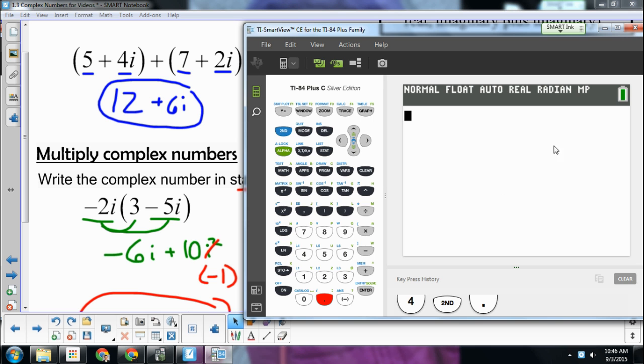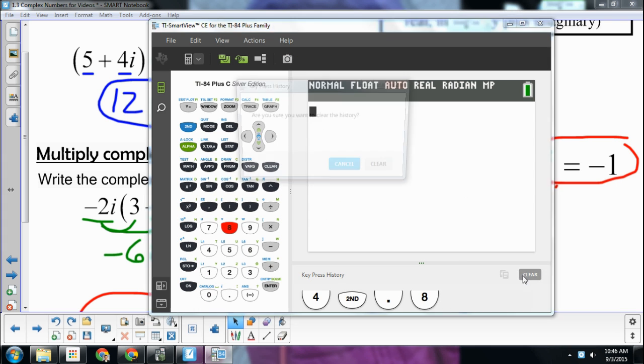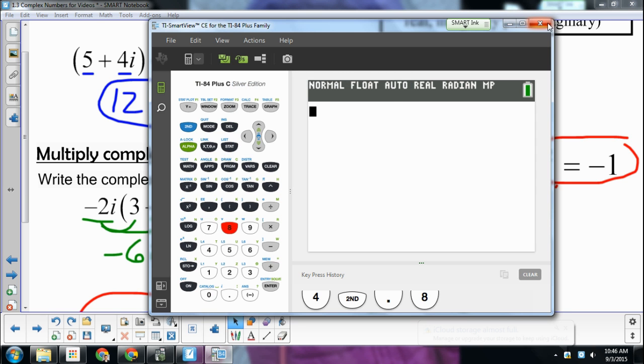This is not showing up. It's not going to work for me if we do it this way. All right, never mind. We'll show you that another time.